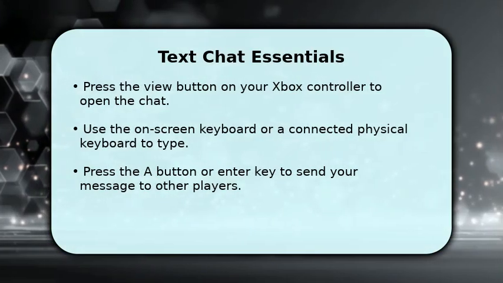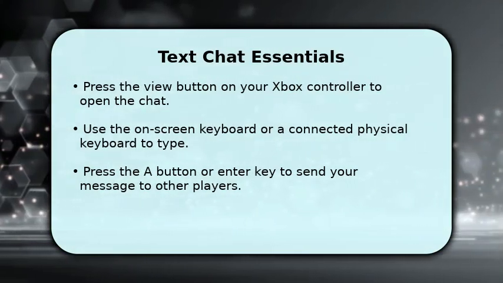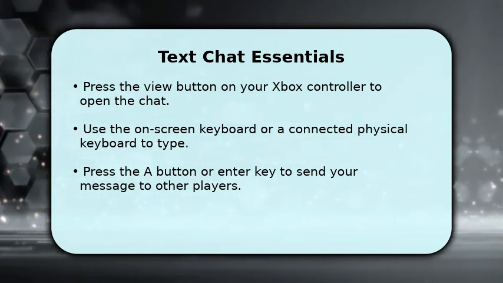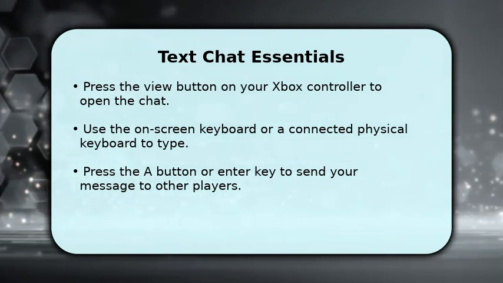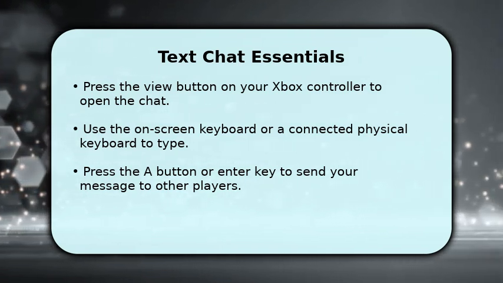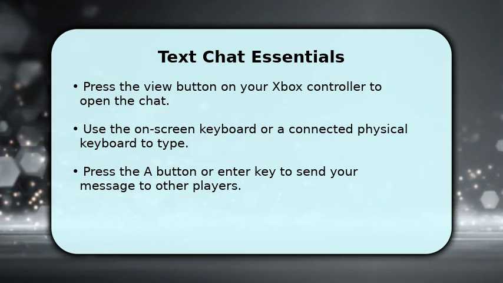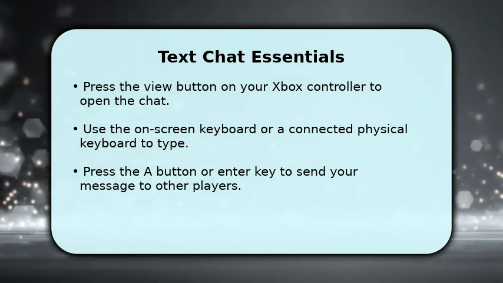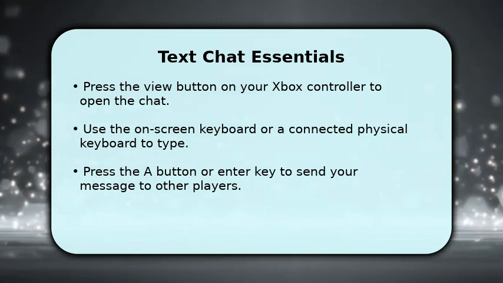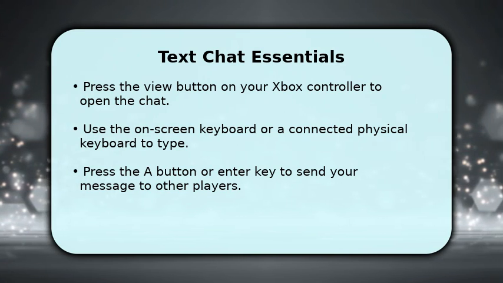To begin text chatting, simply press the View button, which looks like two overlapping squares on your Xbox controller. This action will bring up the chat window. You can then use the virtual keyboard that appears on your screen or a connected USB keyboard to type your messages. Once your message is ready, press the button or the Enter key to send it to everyone in your game. It's a straightforward way to communicate.